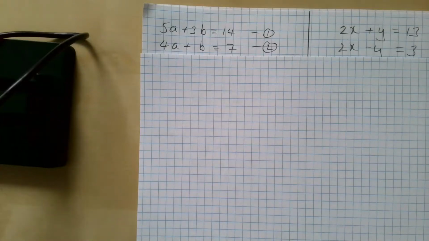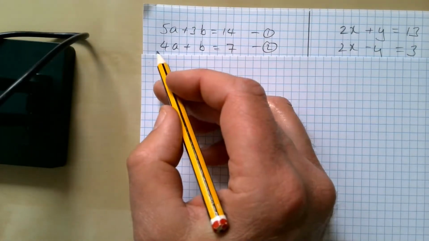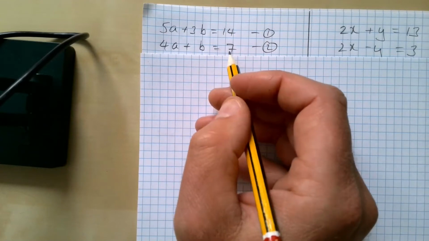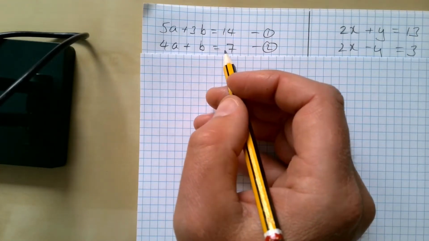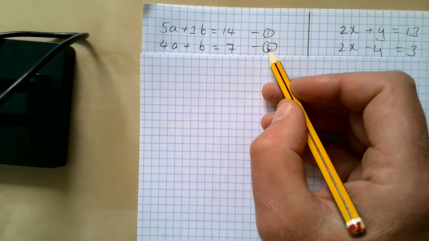This is a video on solving simultaneous equations by elimination. We're going to go through 4 examples here and see if we can shed some light on it. So my first example is 5a plus 3b is 14 and 4a plus b is 7. We need to try and work out what a and b are equal to. First thing you always do is label them 1 and 2.